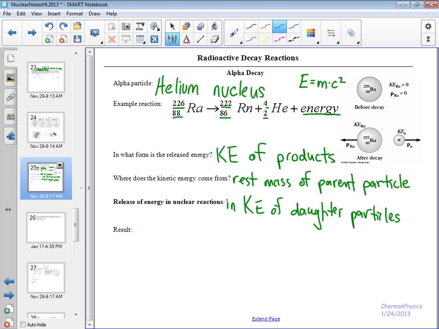So the result here is that alpha decay helps the nucleus achieve a more stable configuration, with higher binding energy per nucleon, since that energy has been released. So let me give you that right here: the nucleus is more stable. Energy has been released.